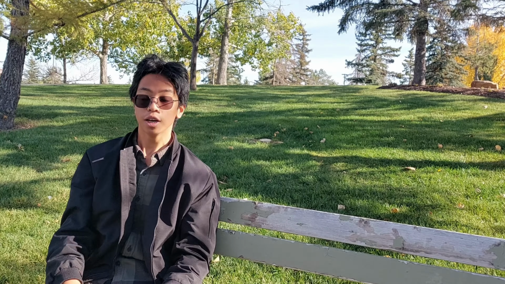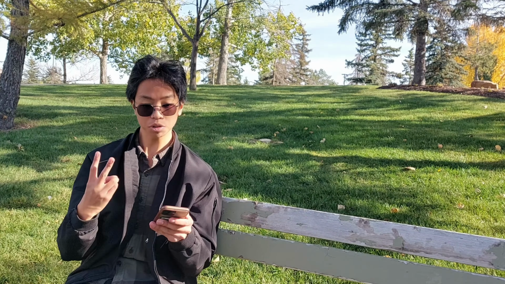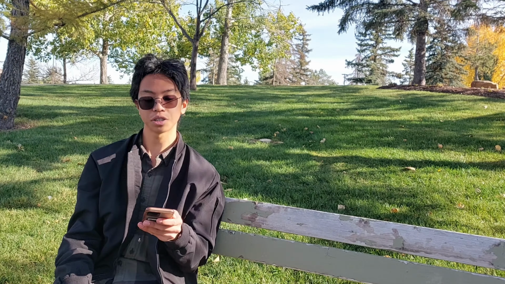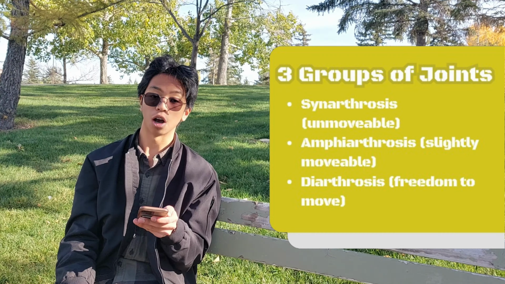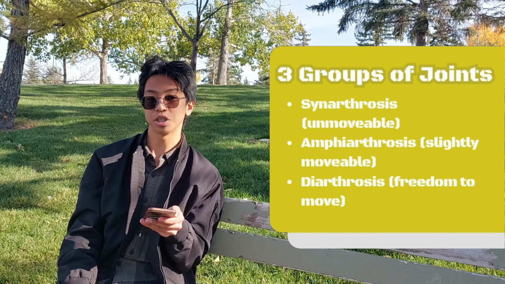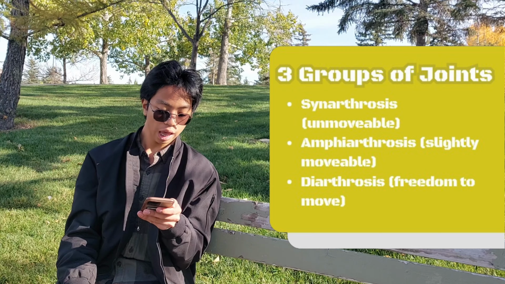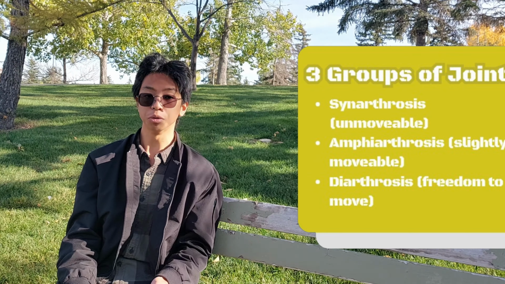Joints. Joints are when two bones are connected, with them categorized into three things: synarthrosis, which are unmovable; amphiarthrosis, slightly movable; and diarthrosis, freedom to move.